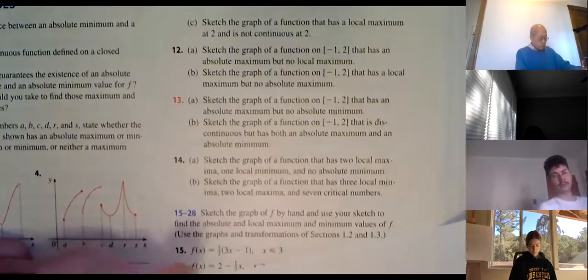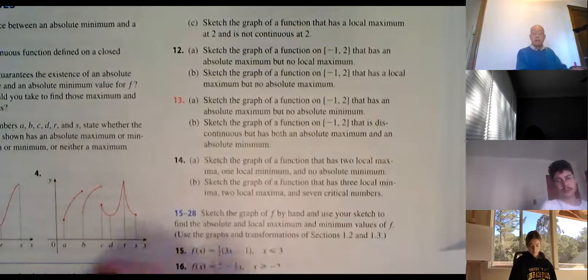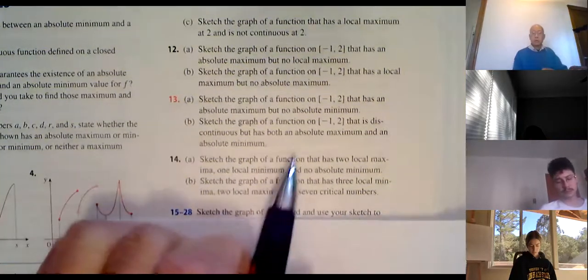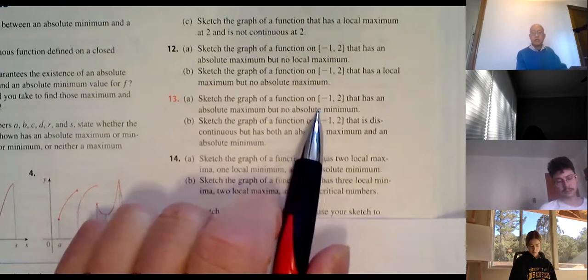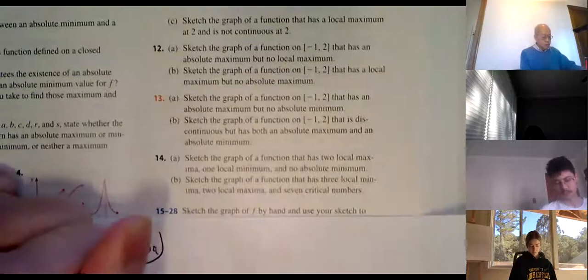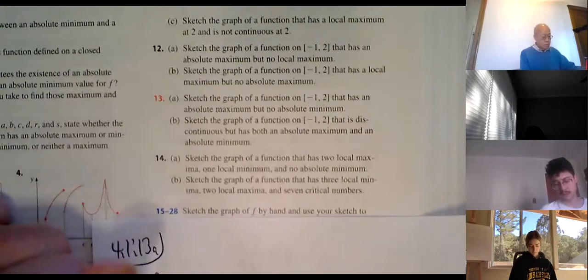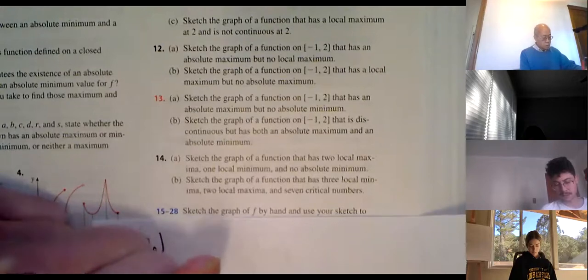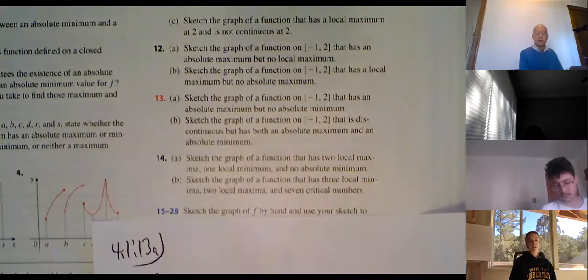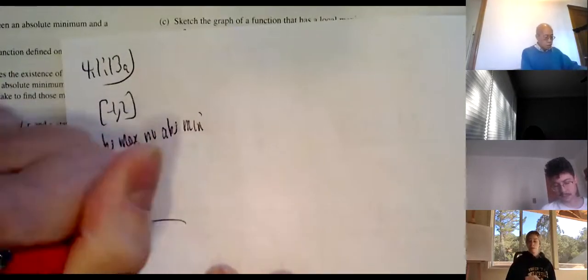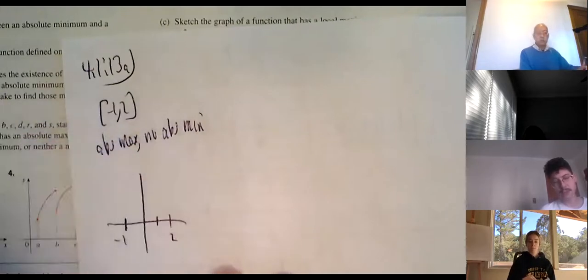4.1, 13A. So it must not be continuous. If you have a continuous function, you have to have an absolute max and absolute min. So let me write down [-1, 2], absolute max, no absolute min.